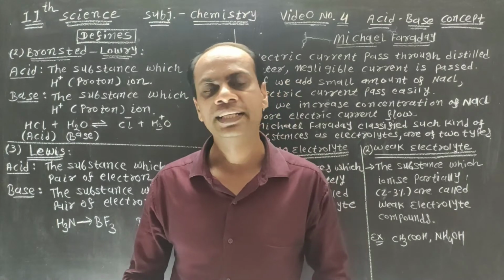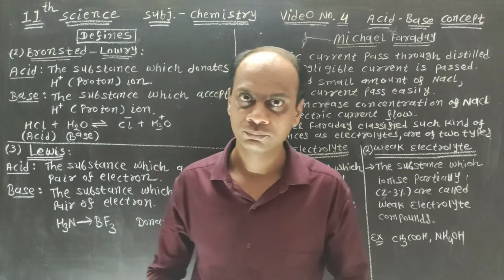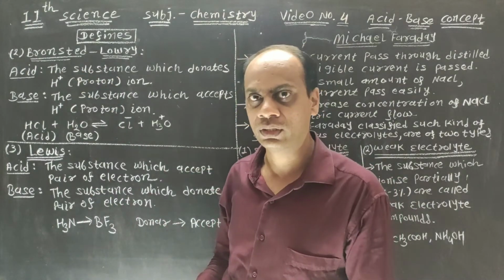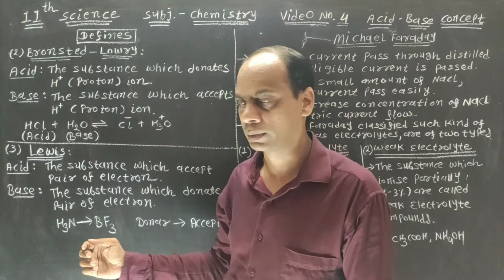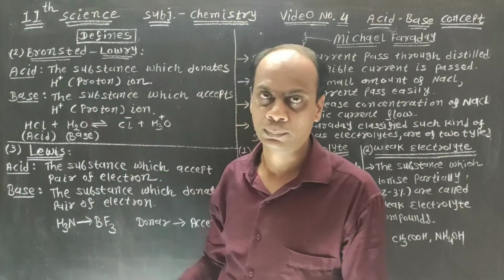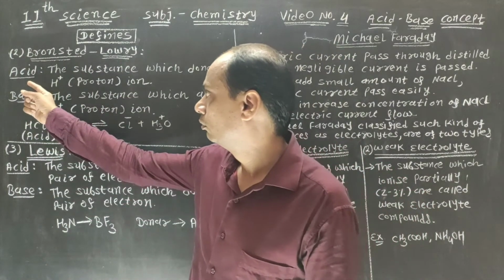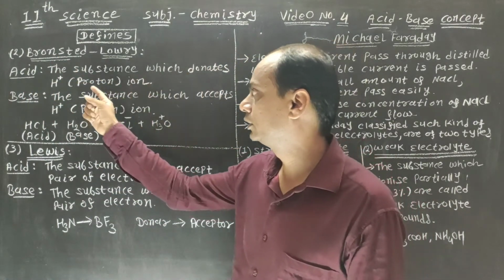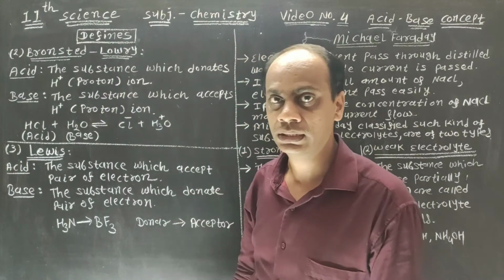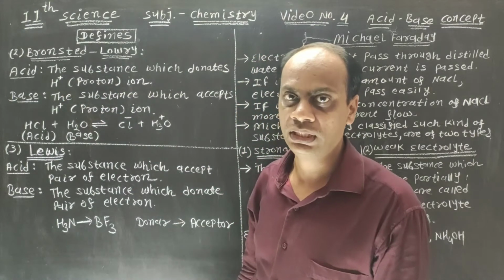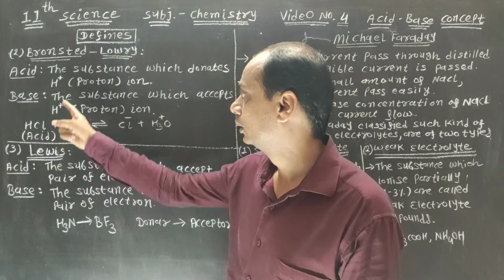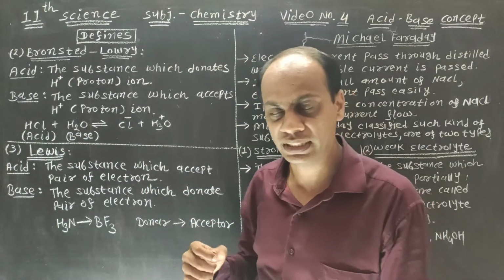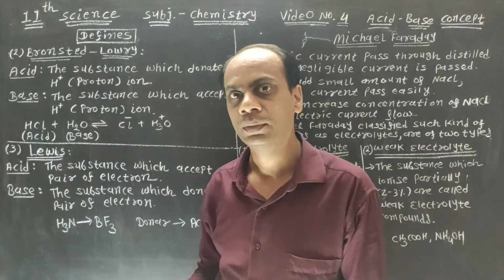So now let us discuss the three definitions. First, the Arrhenius concept. Second, the Bronsted-Lowry concept. And third, the Lewis concept. The second one, the Bronsted-Lowry concept of acid and base. What is an acid according to Bronsted and Lowry? The substance which donates H plus ion, which means proton, is said to be an acid. Base: the substance which accepts H plus ion, which means proton, is said to be a base.